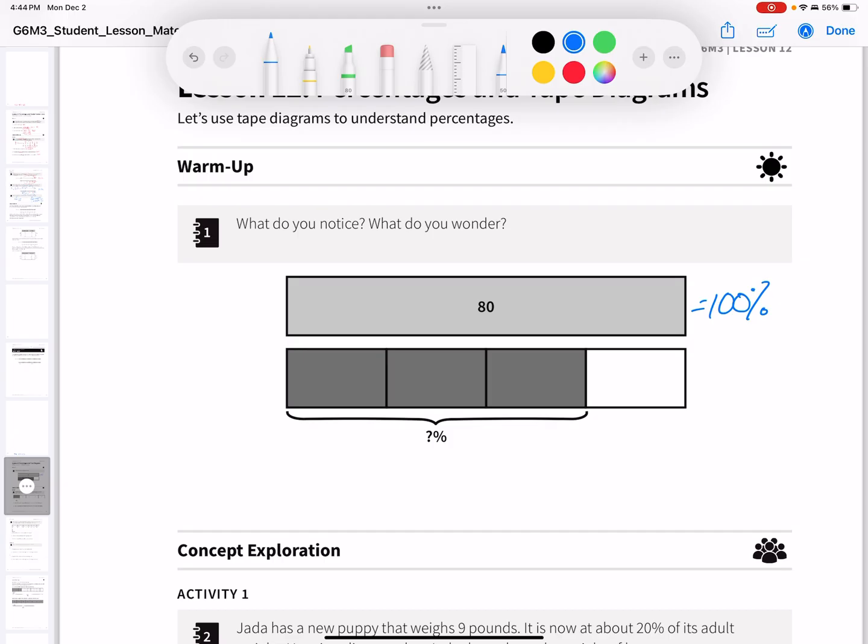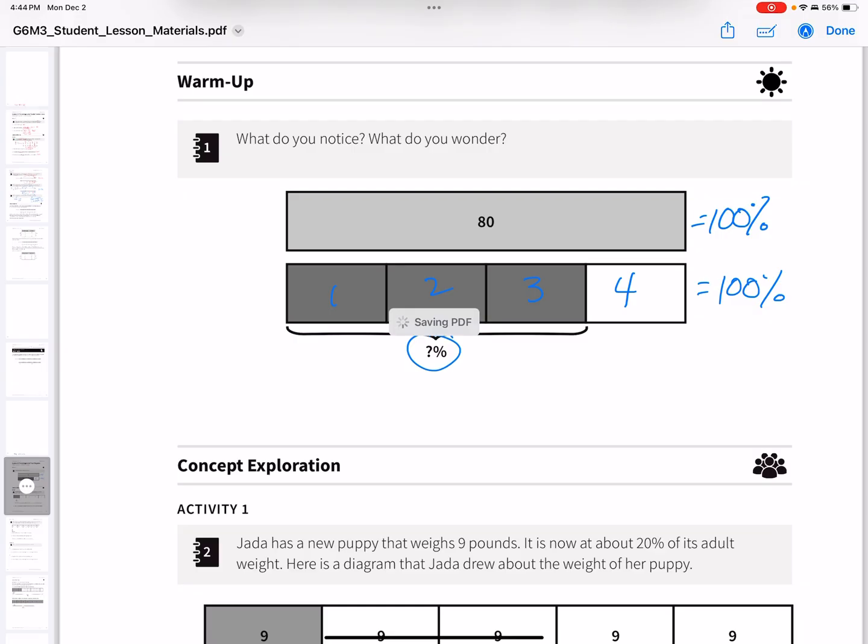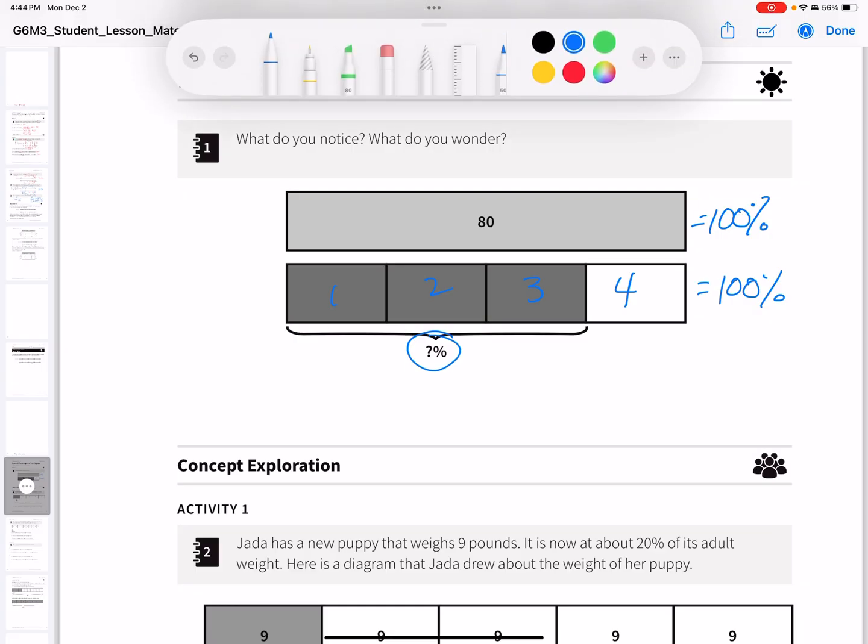I also notice that we're trying to find what something less than 100% is. I notice 1, 2, 3, 4 boxes, and 4 boxes equals 100%. So each box must equal 25% then, because 100 divided into 4 equally is 25%. So each box is worth 25%.